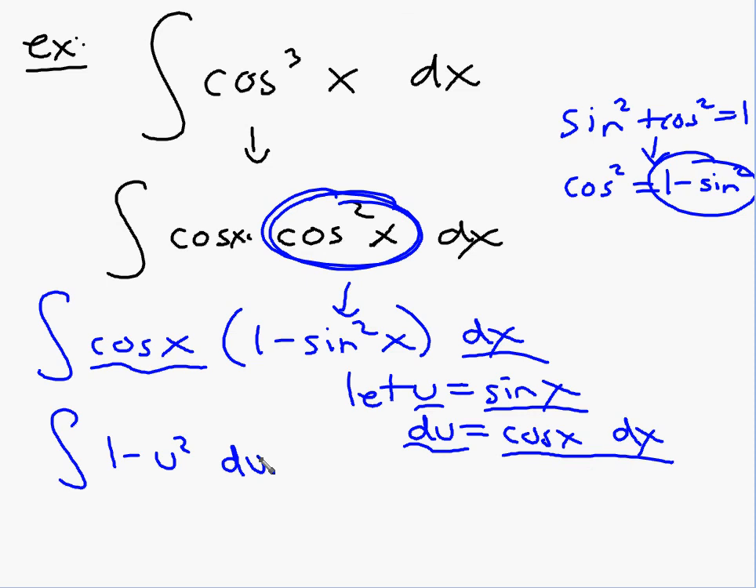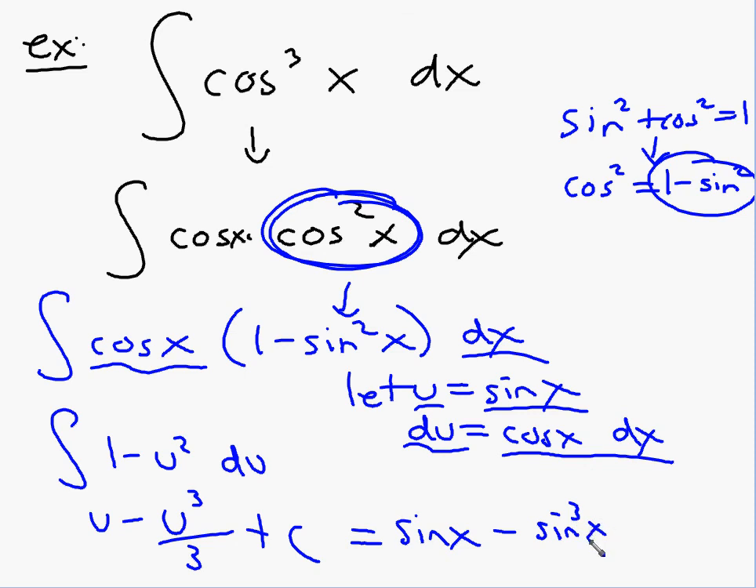And so that would be u minus u cubed over 3. And of course it's going to be plus c. And then you just put your u back in, and this is going to be the sine of x minus sine cubed x over 3 plus c.